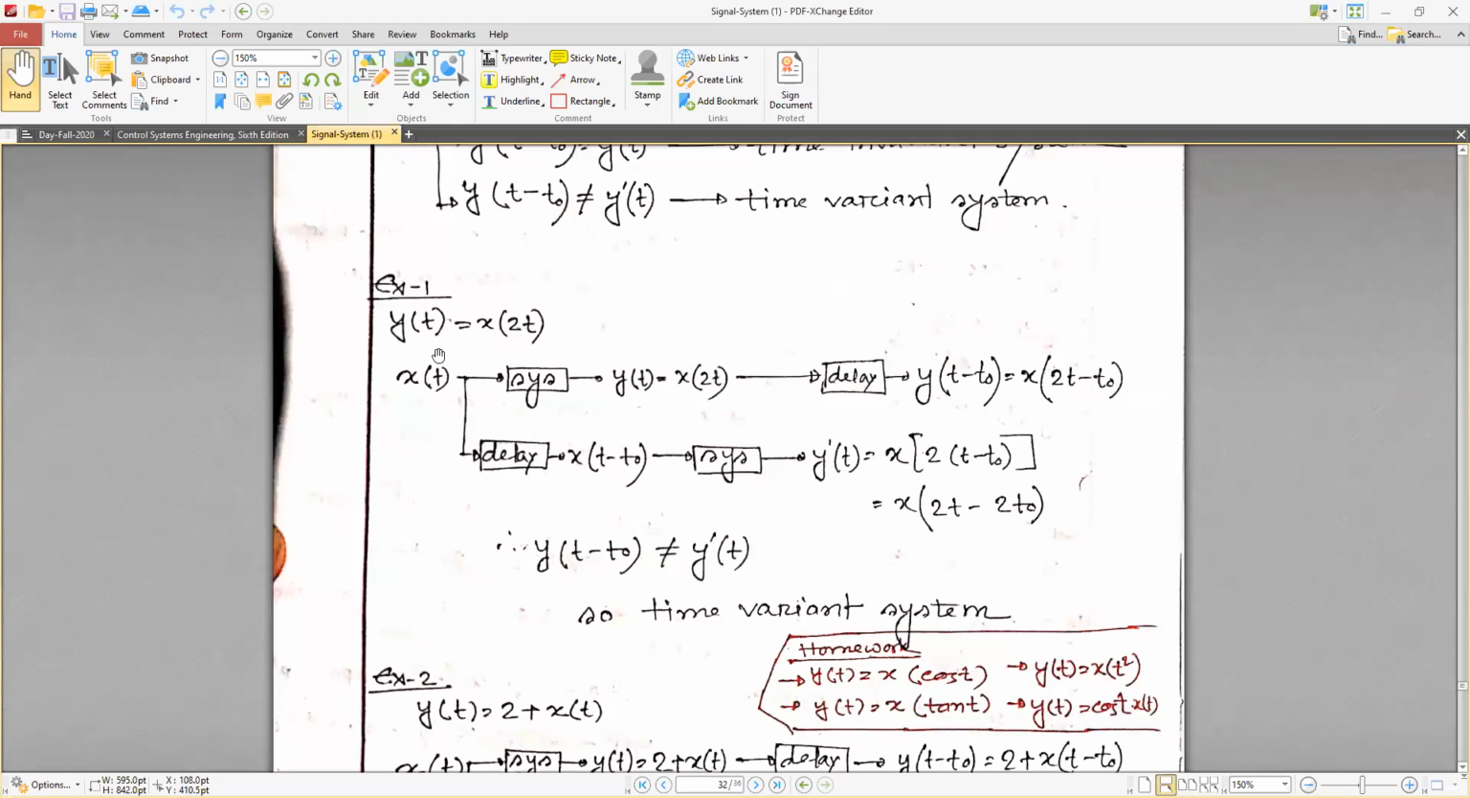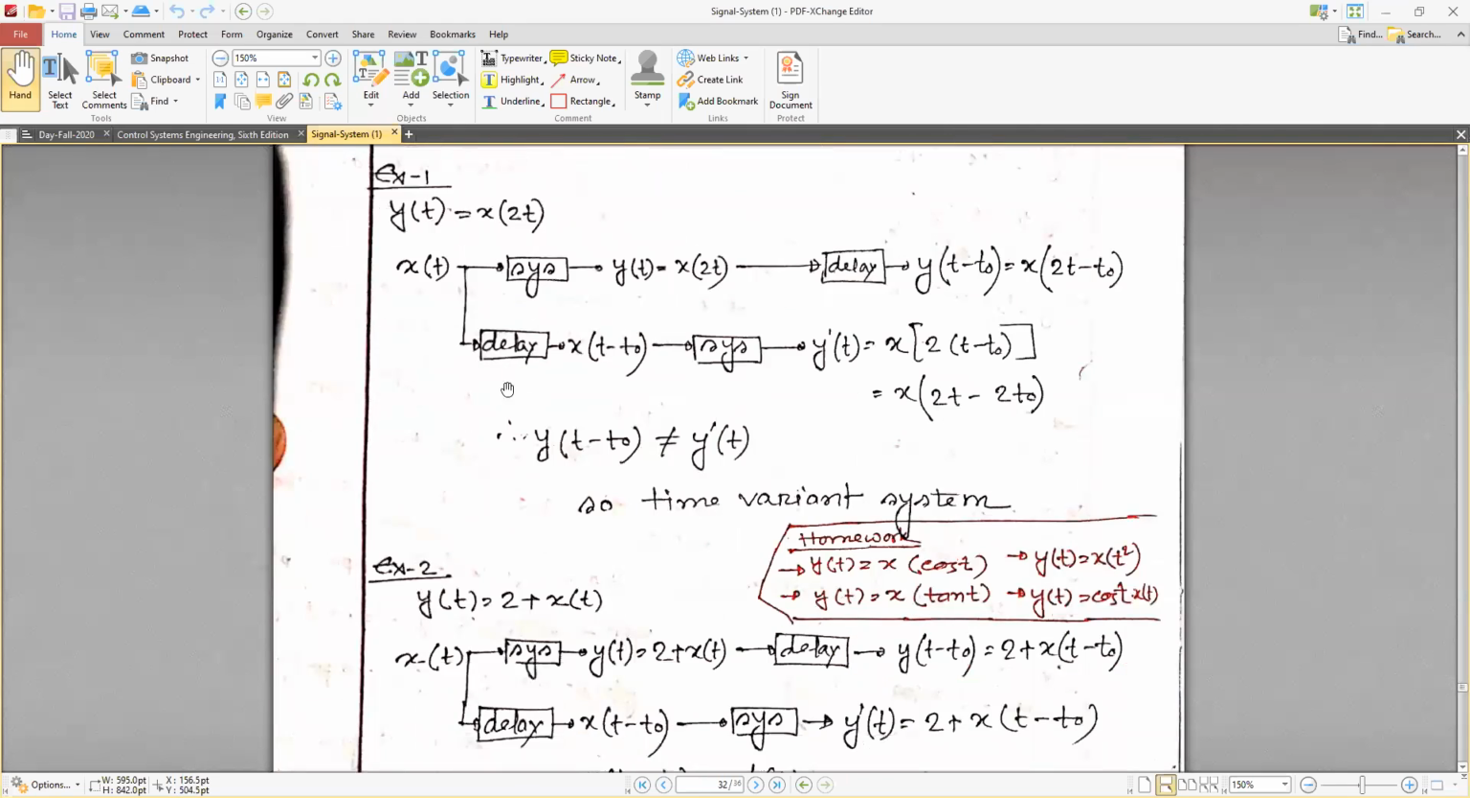Now again, another example. y(t) is equal to x(2t). So x(2t), if I put that delay, 2t minus t naught, if both are the same. No, both are not the same. So y(t minus t naught) is x(2t) with t replaced by 2t minus t naught, and y'(t) is x(2t) into (t minus t naught) multiplied. So these two are not the same.